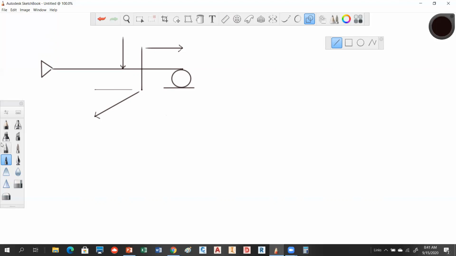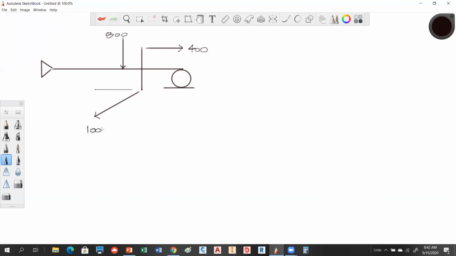Now let me put some numbers here. Okay, so this is 400 pounds. Everything will be in pounds. I'm not going to put the unit right now. That's 800.